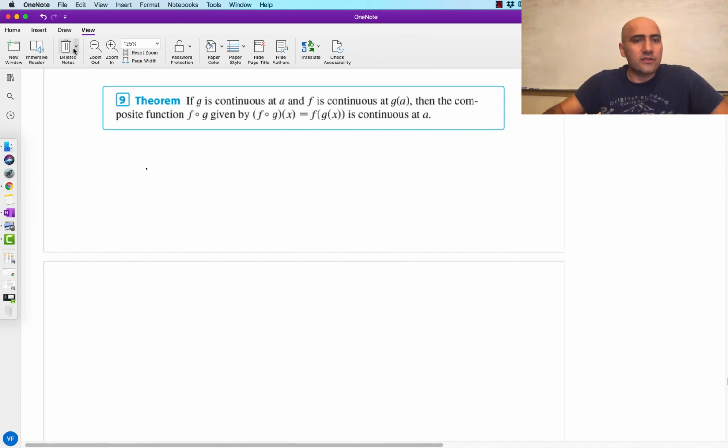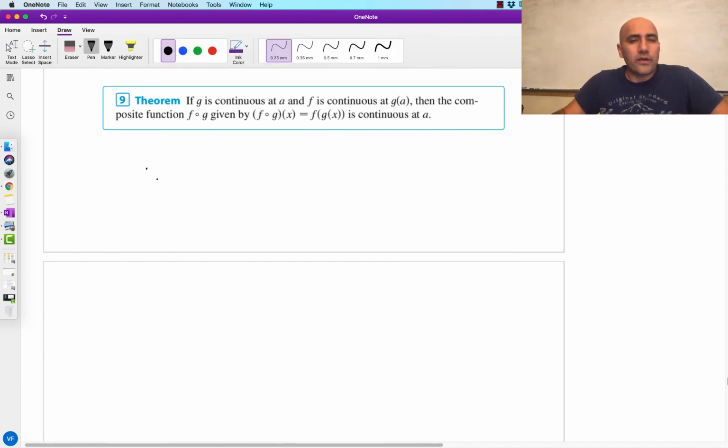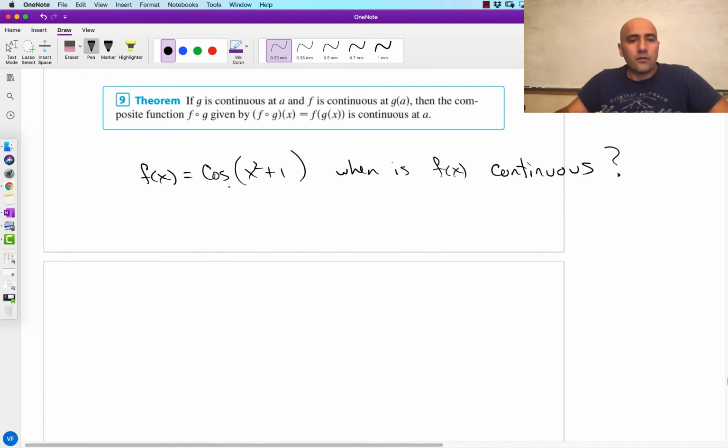So what does this mean? This allows us to conclude that, for example, if we wanted to consider f of x equal to cosine of x squared plus 1, and figure out when this is continuous, we can see this as a composition of functions. Let me relabel this to match the theorem. Let's call this h. H of x is equal to cosine of x squared plus 1. Then we can consider the outside function to be f of x equals cosine of x, and the inside function g of x to be x squared plus 1.